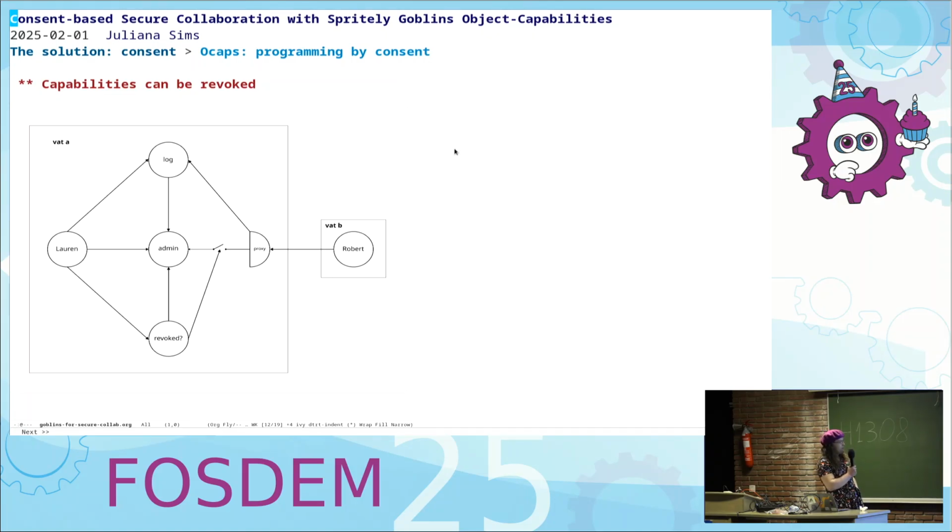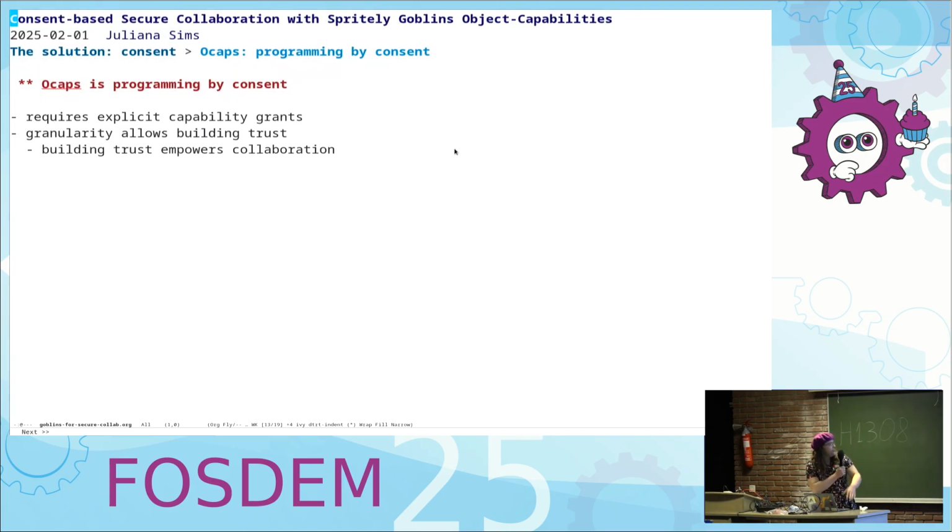And they can be revoked. So this diagram is relatively complex. You can ignore most of it. What's important is that we have the Robert object that has a reference to, or a capability on, a proxy to the admin object. And we have Lauren over here on the left-hand side who's paying attention to everything Robert does because the proxy is telling about it. And Lauren can choose to revoke Robert's access to the admin object through the proxy, which in this diagram has happened. You see the little, I don't know how to describe this very well, the little switch that's up, right?